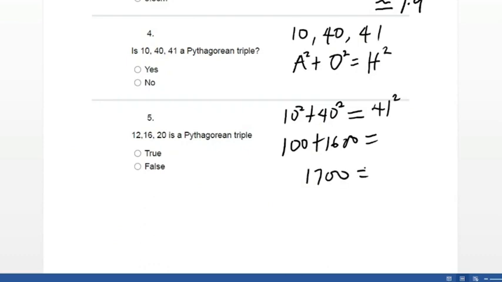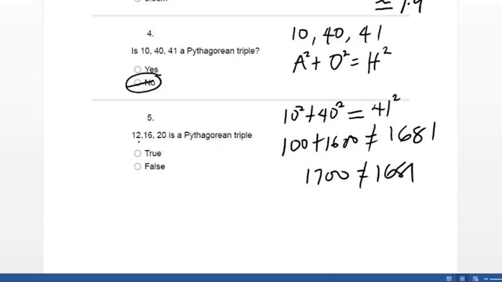All right, so 41 squared now, let's check. 41 squared is 1,681, which means they are not equal. So the answer here is, is it Pythagorean? No. The answer is no, capital No. Is that clear? I hope I'm making sense.